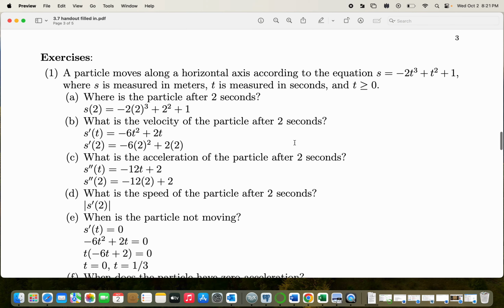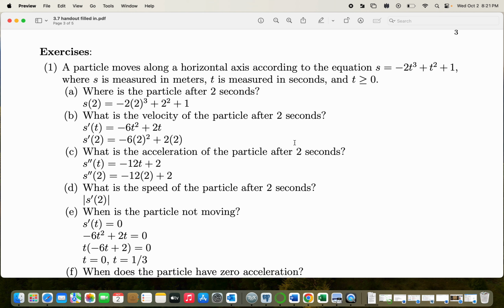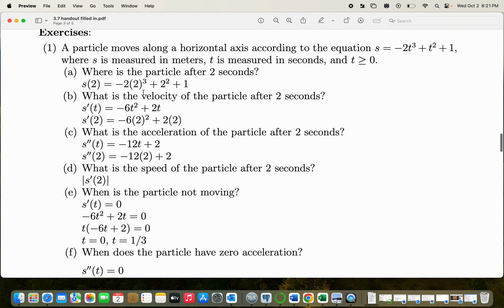So finally, this sheet comes with exercises. The solutions are already there, but I wanted to quickly talk through some of them and fill in some of the work that we would put on the board. So this exercise 1, the point of it is just to help you keep track of what things mean. So S is position, T is time. So S of T tells you where you are at a particular time. So if you're asked, where is the particle at this time? You find S of 2.